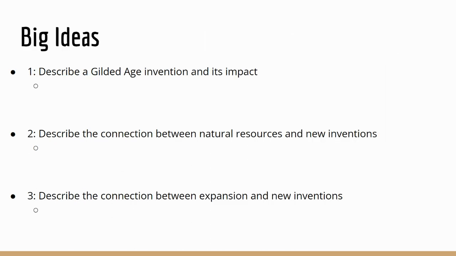Okay. All right, so that is actually it for our notes on technological innovation. They were short, but there's a lot of little details in there, a lot of inventions and some people's names that you need to be aware of. So let's take a look at our big ideas. Number one, describe a Gilded Age invention and its impact. Number two, describe the connection between natural resources and new inventions. And number three, describe the connection between expansion and new inventions.